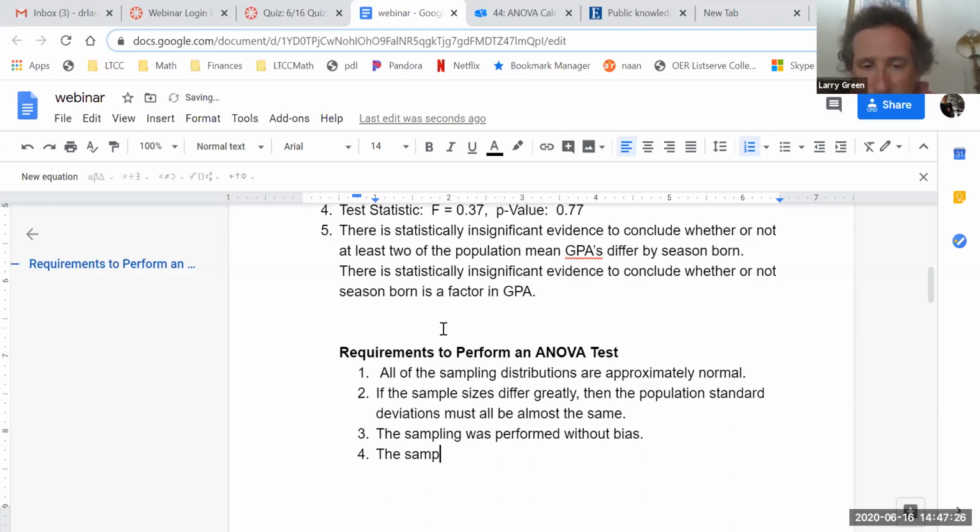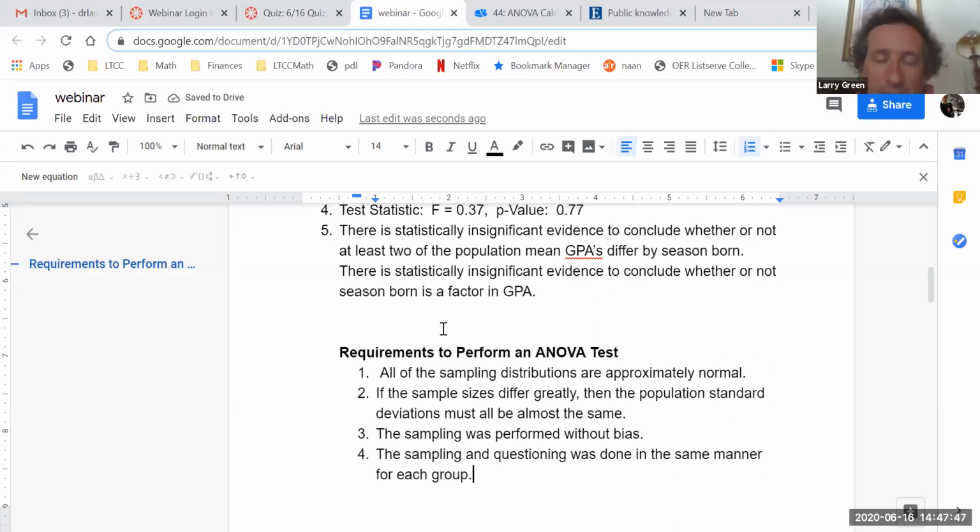Okay, another one, and that is that the sampling and questioning was done in the same manner for each group. Okay, that'd be a very easy thing to have on this particular one, because you're just going to ask the person 2 questions. But let me explain when this doesn't happen sometimes.